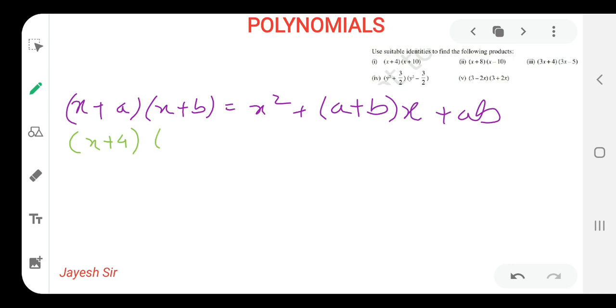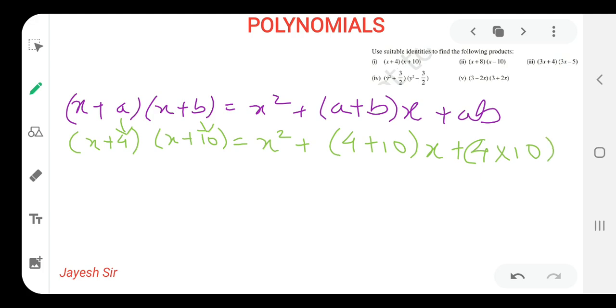Below the formula, we write the same sum. Now x stays as x, and we assume a as 4 and b as 10. From that we can relate with our question. We just put the values of a and b so that we can get our answer. X square as it is, plus a plus b, where a means 4 and b means 10, x as it is, plus ab. Now x square, 10 plus 4, that means 14x, and plus 4 into 10, 40. So this is our answer.